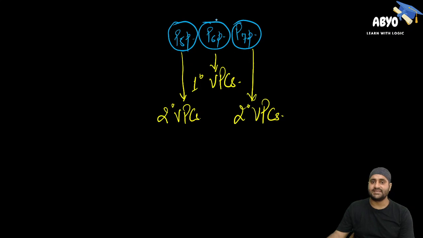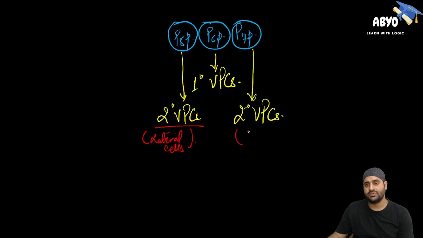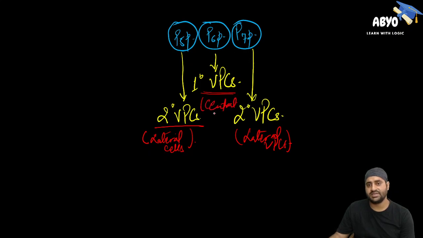Out of the three, the central one can also be called, and the secondary VPC will also be called lateral cells or lateral VPCs. Here also, lateral VPCs are also called secondary, and this one is also called central VPC. Right? Now let us see, after receiving the signal in the form of lin-3 protein, what are the fates?